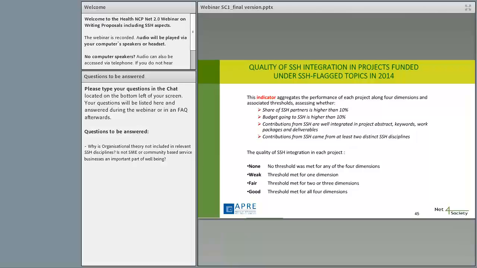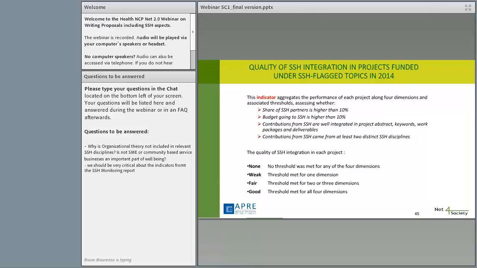So why have I decided to put this indicator here? Because you can use it to help you in the analysis of your proposal. When you are building your proposals, when you are building your partnership, you can use this indicator to consider all these 4 aspects. Am I considering the SSH partners? Am I considering the budget for the socio-economic sciences and humanities partners?